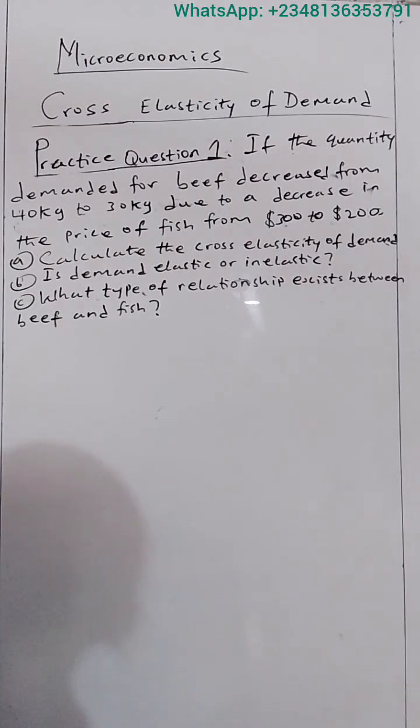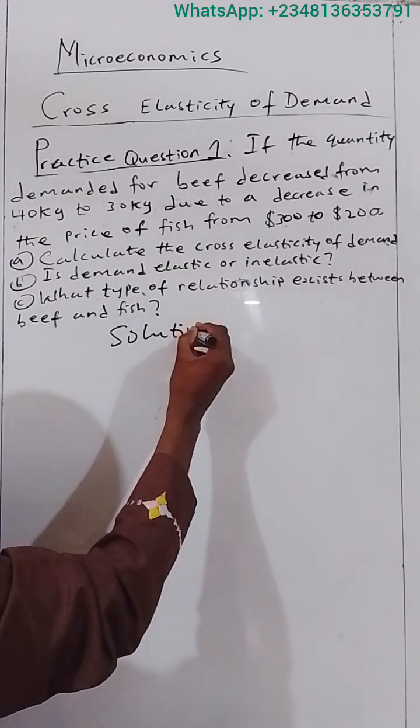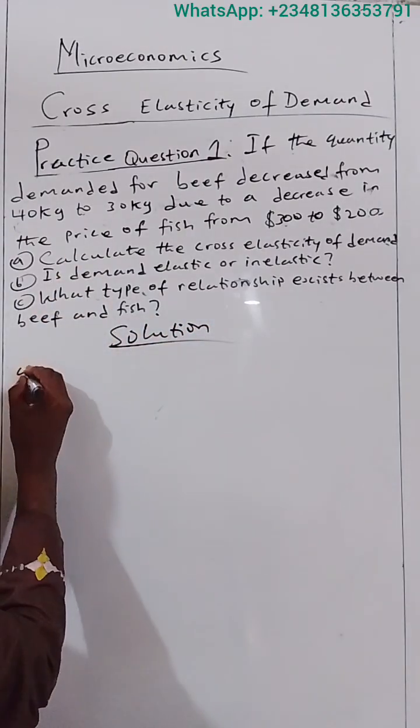A. Calculate the cross elasticity of demand. B. Is demand elastic or inelastic? C. What type of relationship exists between beef and fish? So let's go. So here is the solution. A. We are starting with A.